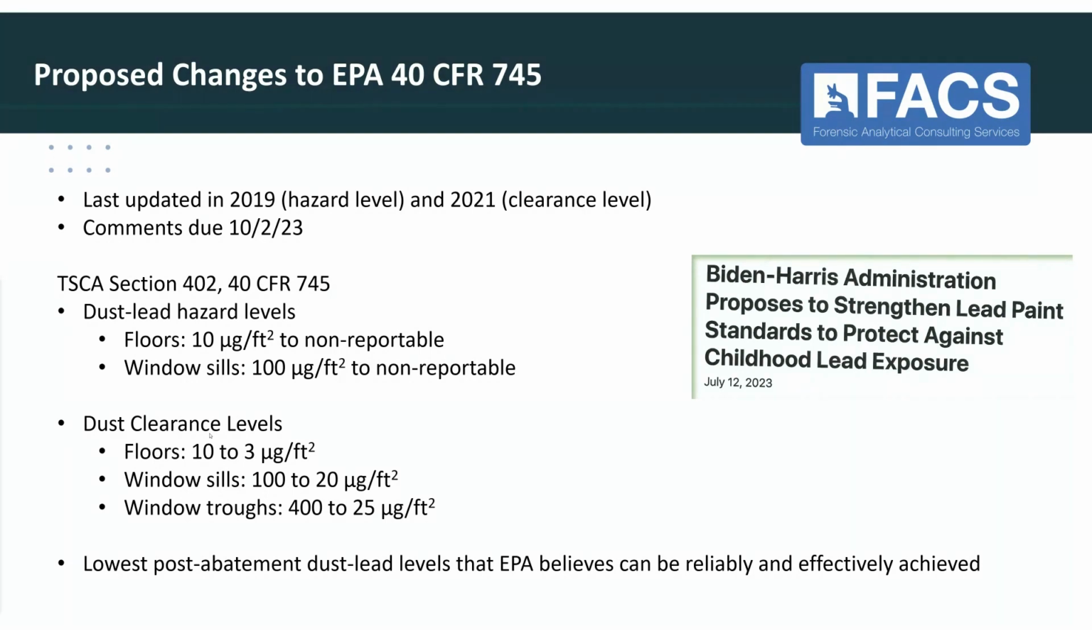So they set these very, very low levels, moving from the current number of 10 down to 3 for floors. And these are proposed numbers, and moving from 100 to 20 on windowsills and 400 to 25 on window troughs. And EPA has come out and said that we believe these are the lowest we can get that's achievable in the context of doing an abatement.